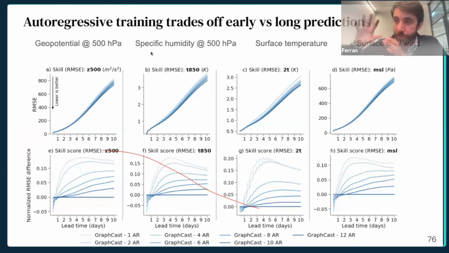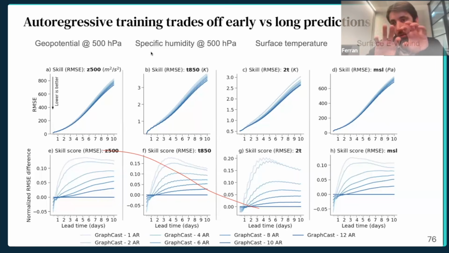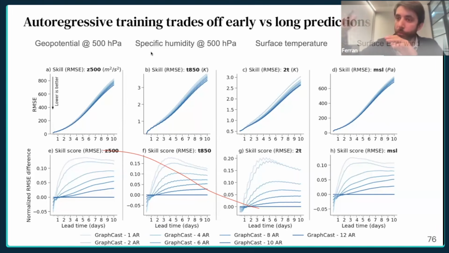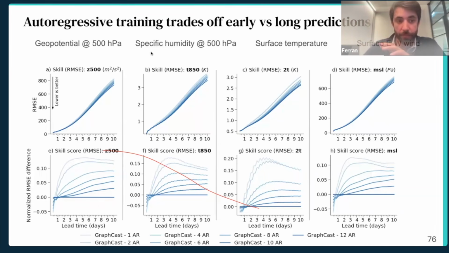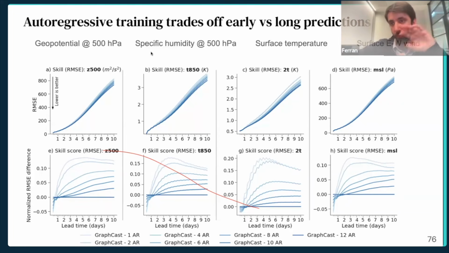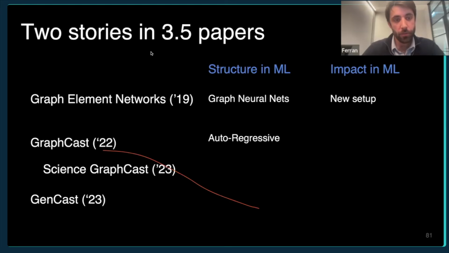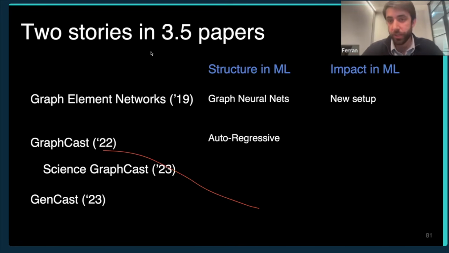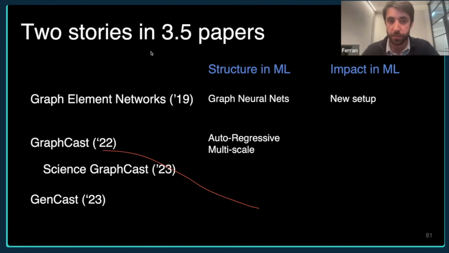The second thing that I mentioned was autoregressive training, right? So you can see here that if we train the same model to do good 12-hour predictions when applied twice, or good 24-hour predictions when applied 4 times, we're basically trading off performance. So we do a bit worse on the early lead times, but we do much better on long-range predictions. So if we think about structure in machine learning, here we have shown 2 things, autoregressive and multi-scale inductive biases.